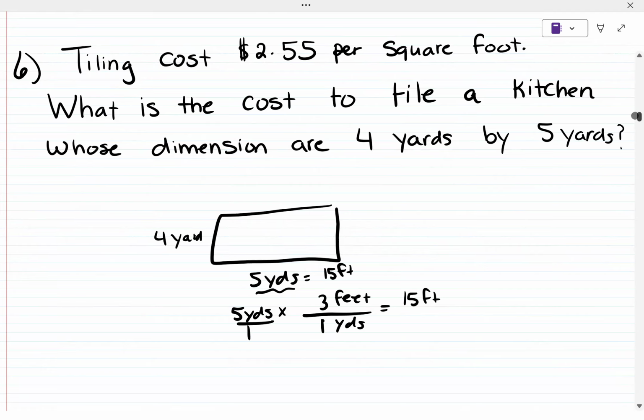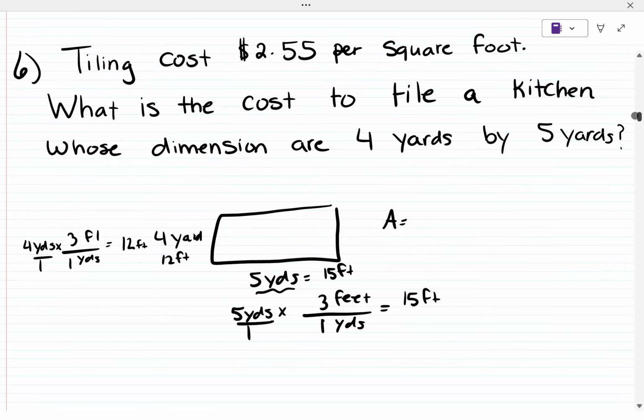Now do the same thing with the 4 yards. So 4 yards times yards here, and then feet on the top. So for 1 yard, there's 3 feet. It's going to be 12 feet. So 4 yards is going to be 12 feet.